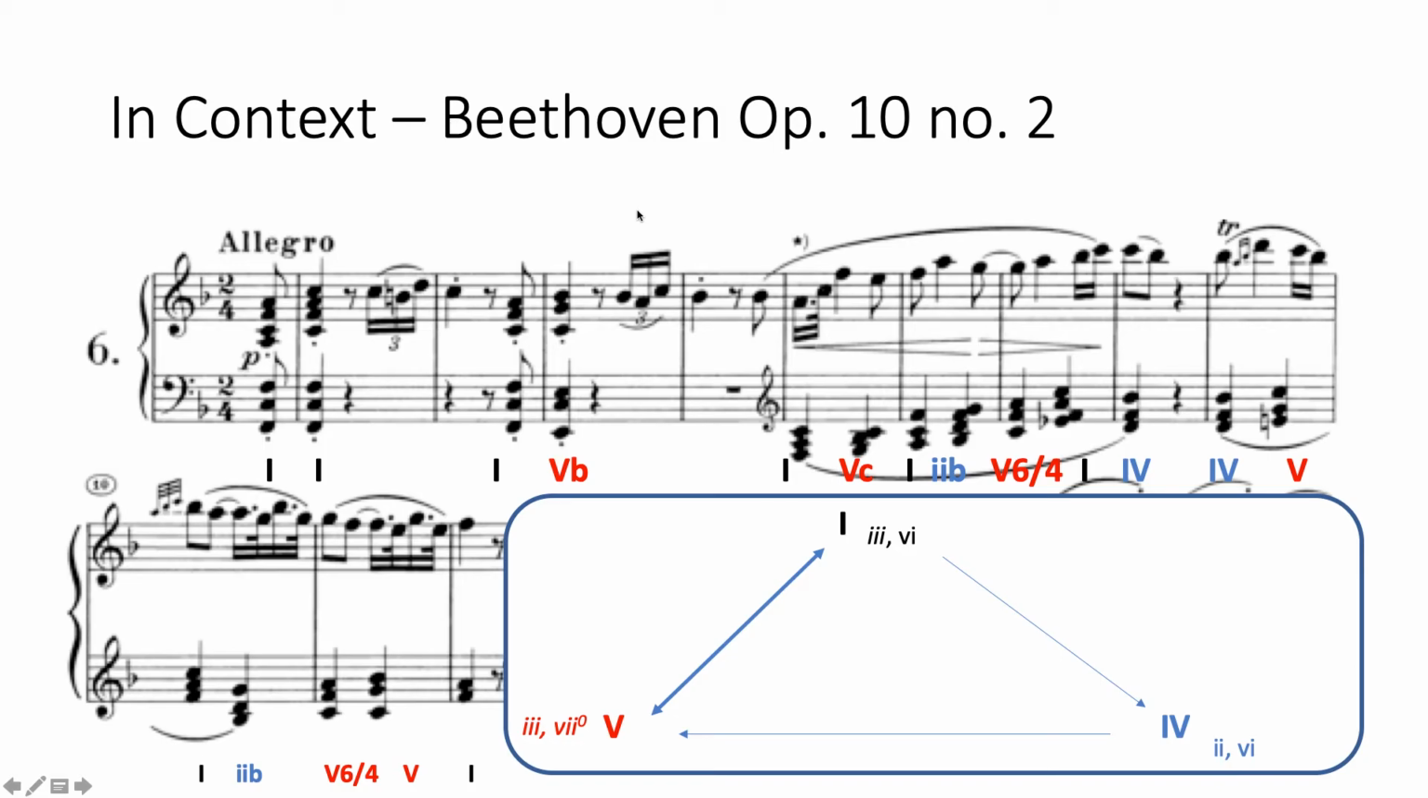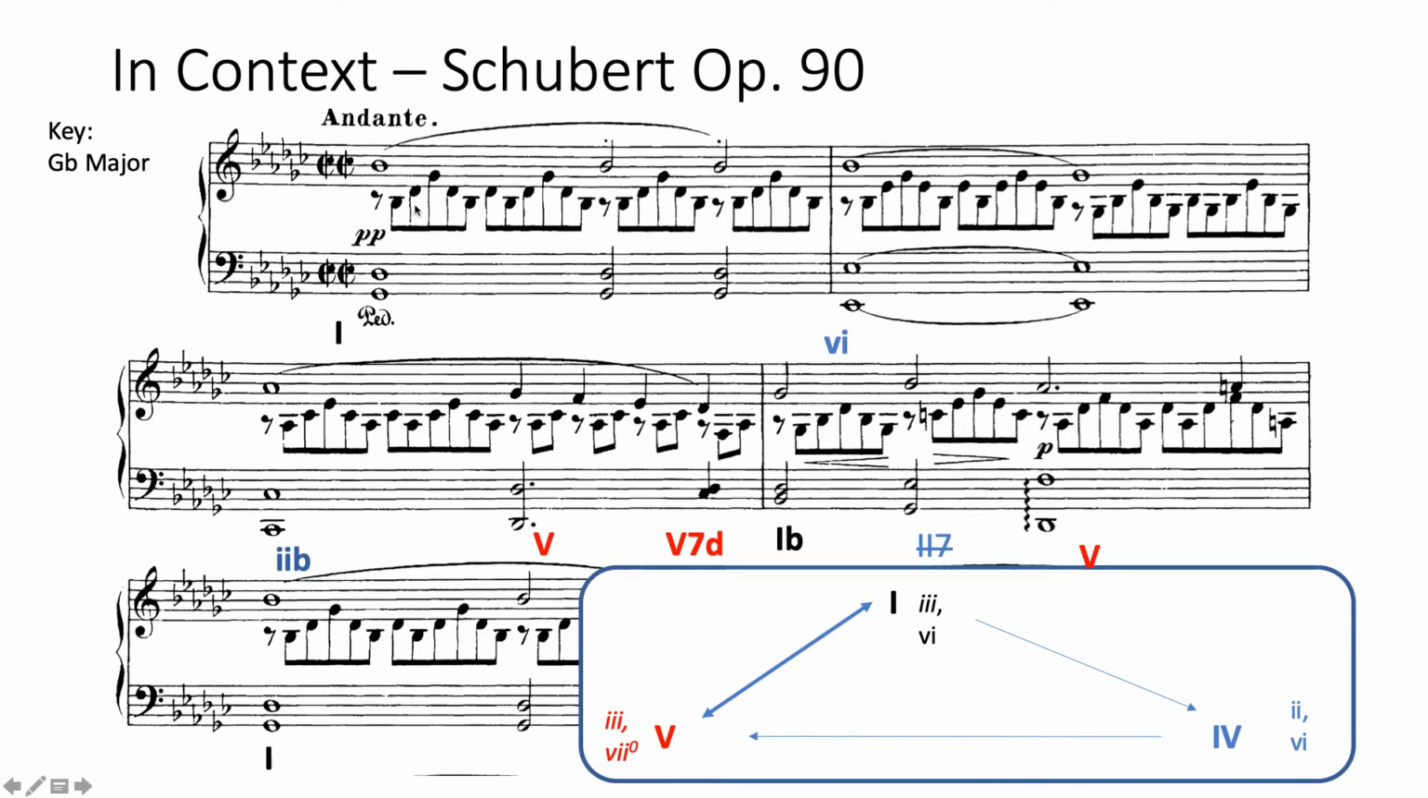So let's move on. Let's have a look at another example. Here's the beginning of Schubert's Impromptu number 3 from the Opus 90 set. It's in G flat major. I'll just play it through again.